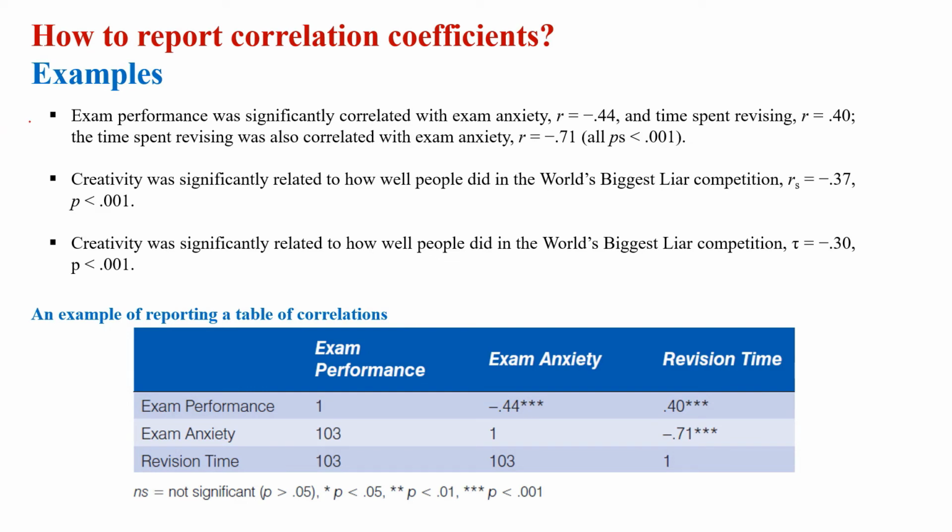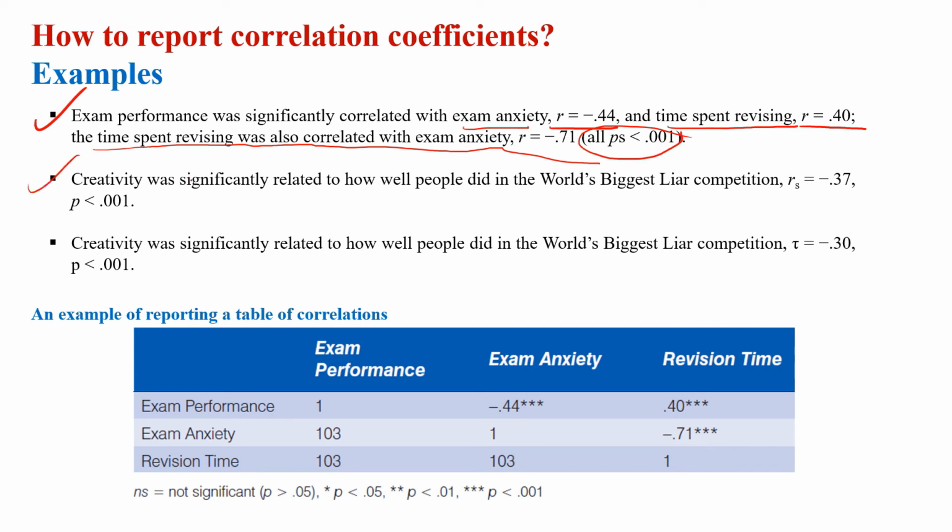The first example is from the exam performance data. We are saying that the exam performance was significantly correlated with the exam anxiety variable, and we are reporting the value of R in order to show the direction. Similarly, we are reporting that the time spent revising the exam syllabus had this particular value, and that the time spent revising was also correlated with the exam anxiety. We are also reporting the p-values and showing that all the p-values are less than 1%. So this is how we can report it.